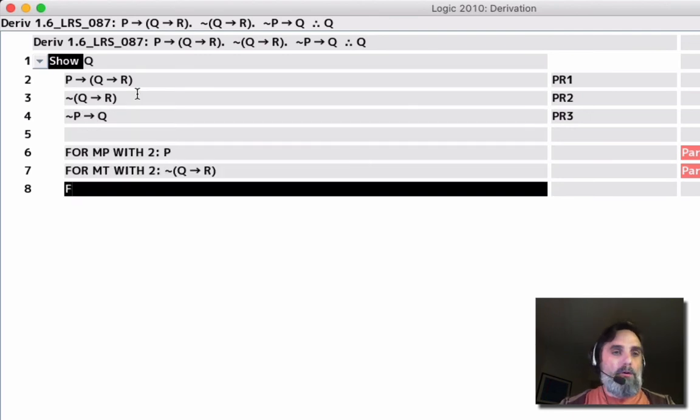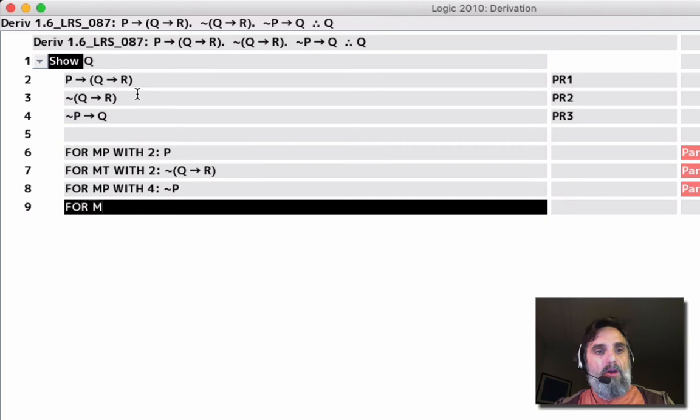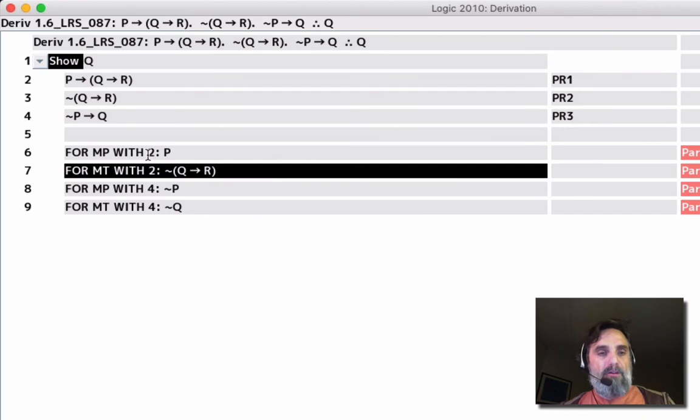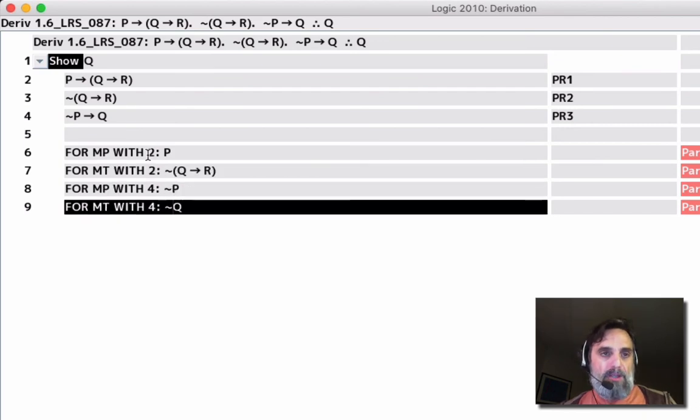Finally, we look at 4. For MP with 4, we want the antecedent, that's negation P. For MT with 4, we want the negation of the consequent. The consequent is Q, so we want negation Q. Okay, so we want P, negation of if Q then R, negation P, or negation Q.